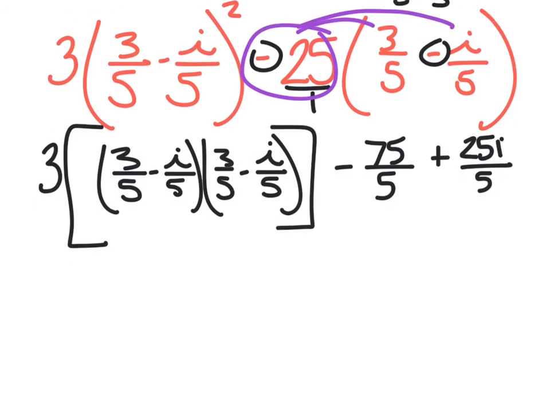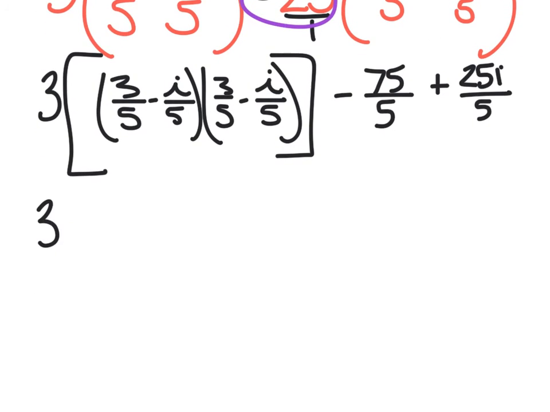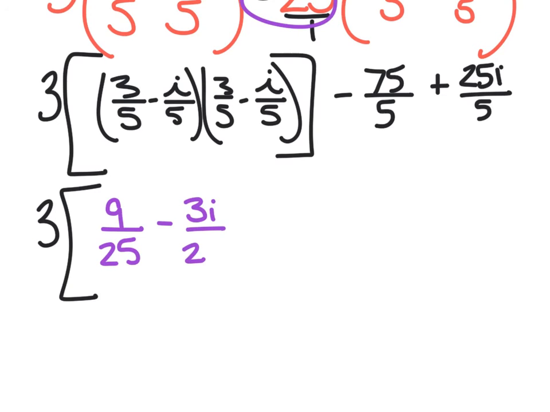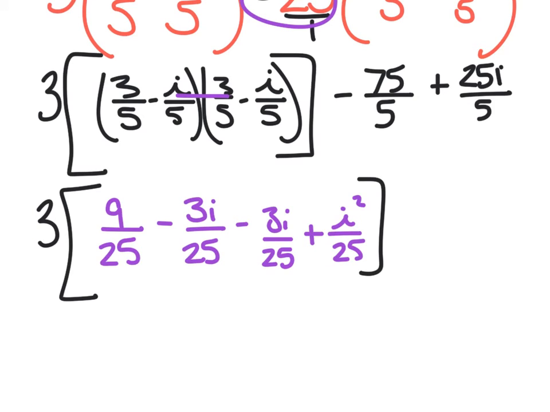All right, so I'm going to clean up inside this bracket first. So I'm going to leave this 3 in front. Again, when I FOIL this, I'm literally multiplying the tops and the bottoms together. So that's going to get me 9 over 25 minus 3i over 25 minus the inside, that's going to get me 3i over 25. And now it's going to make it a plus. i times i is i squared over 25. And then I still have minus the 75 over 5 plus the 25i over 5.